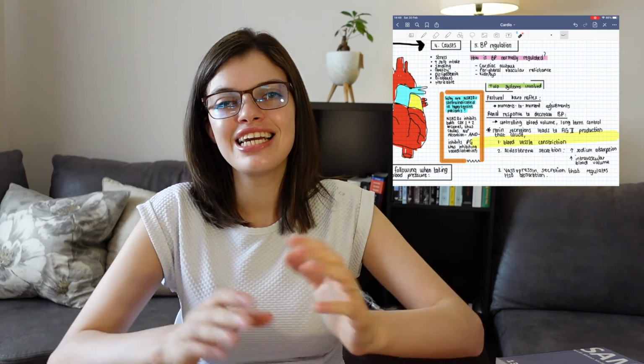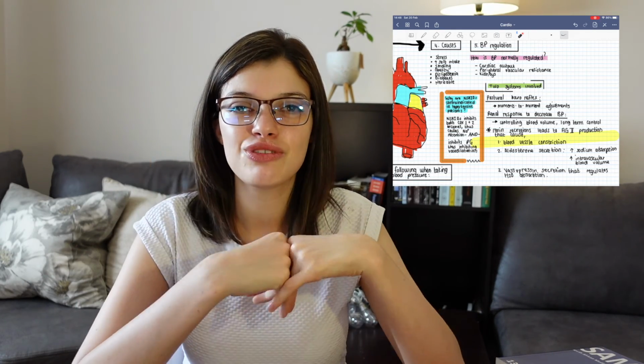The second thing NSAIDs do is cause an inhibition of prostaglandins, and when prostaglandins are inhibited, they cannot cause vasodilatation, so we get vasoconstriction instead, and that will also lead to high blood pressure. There are two mechanisms for you on how NSAIDs are contraindicated in hypertensive patients.